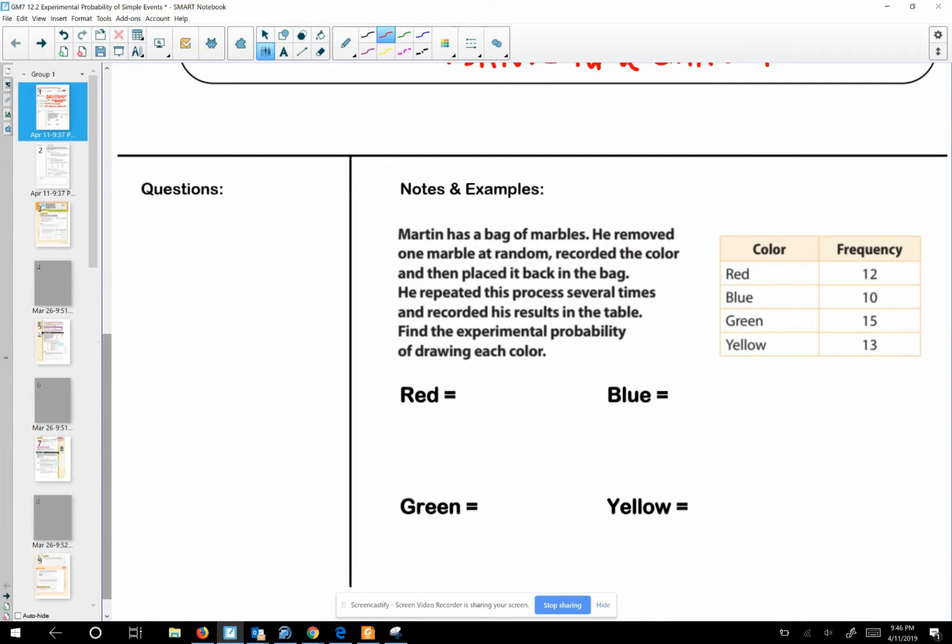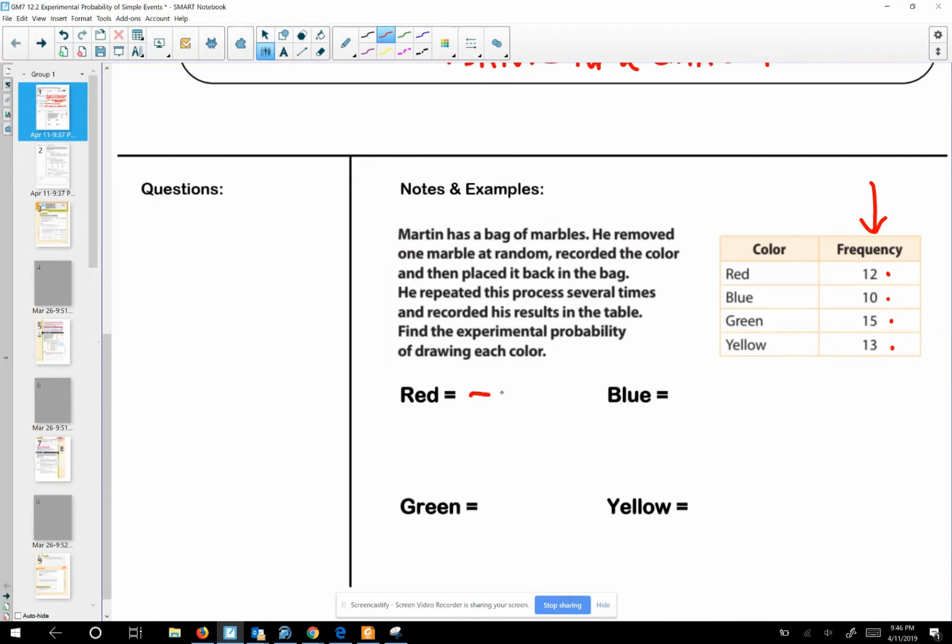Martin has a bag of marbles. He removed one marble at random, recorded the color, and put it back into the bag. He repeated this process several times and recorded his results in the table. Find the experimental probability of drawing each color. So this was the experiment that he performed, all right? Red was 12, blue 10, green 15, yellow 13.